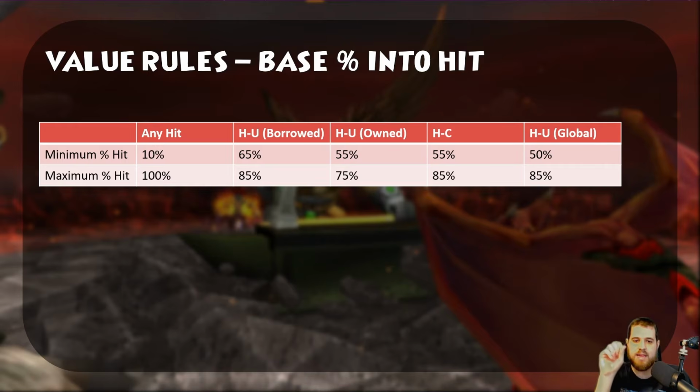Now, hit and utility borrowed. This is where you are a hit and utility, and the effect that you're creating is one that you've borrowed. So this is like a hit and blade on a non-storm, for example. The minimum that can go into the hit is 65%, the maximum 85%. And paired with that, the owned ones go from 55 to 75.